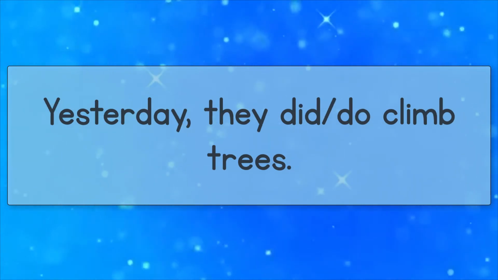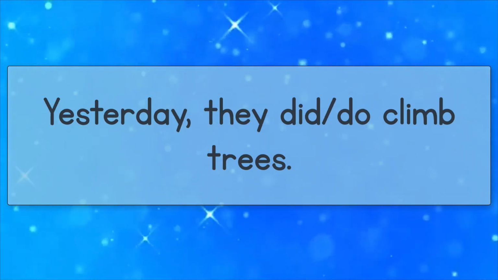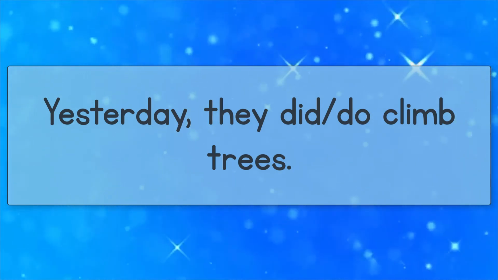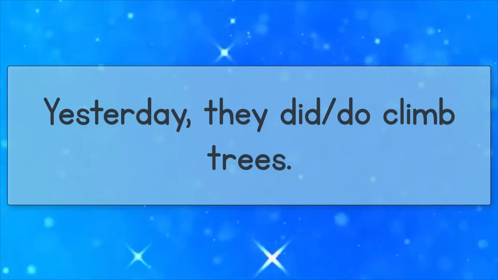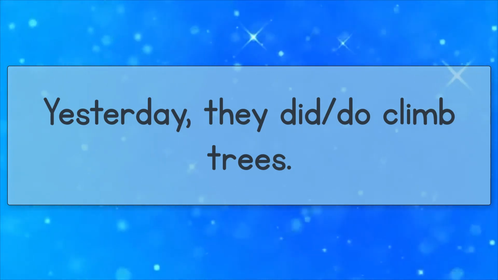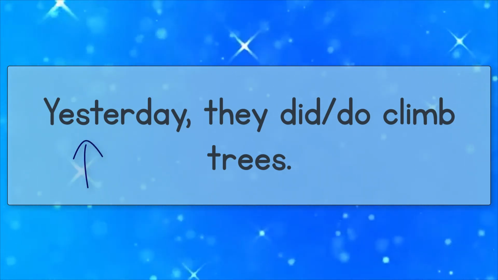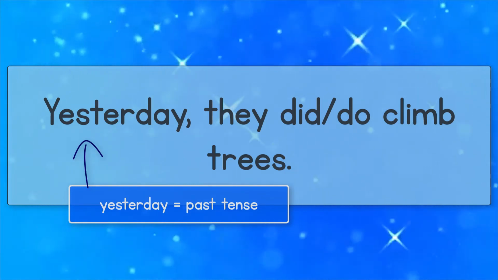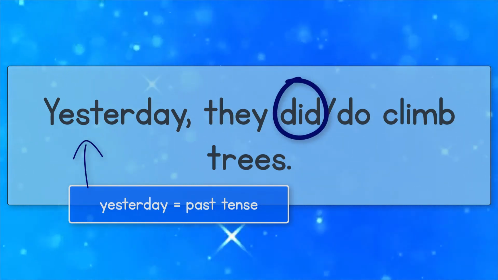All right. Yesterday, they did climb trees, or yesterday, they do climb trees. What's our clue to tell us when it happened? It says yesterday, and yesterday is in the past tense. It already happened. So we know we would use the word did. So our whole sentence would be, yesterday, they did climb trees.